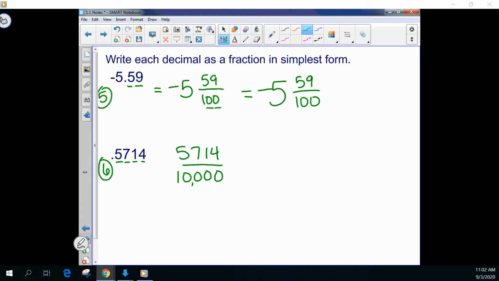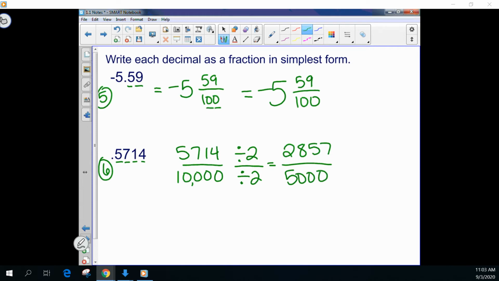Okay, so notice that this ends in 4 and the denominator ends in 0, so that means it would have to be divisible by 2. So let's go ahead and divide by 2. So you end up with 2,857 over 5,000.